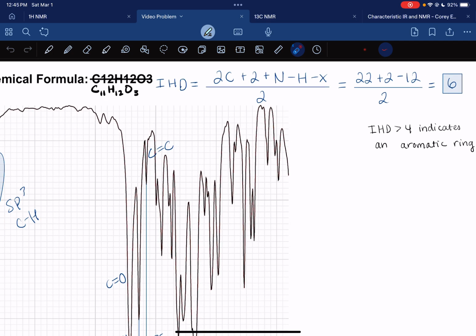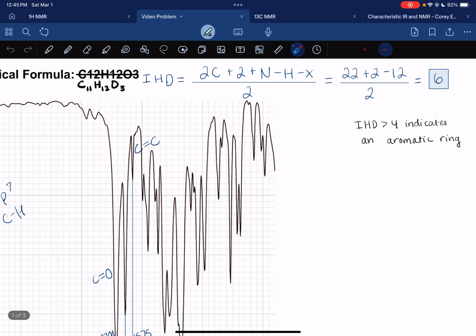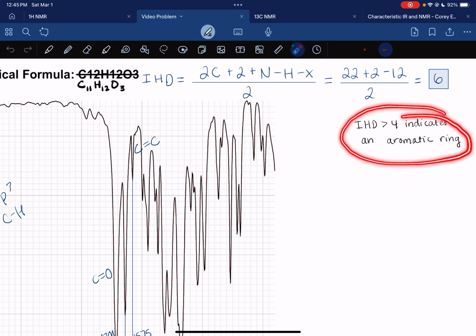And so the first thing that we want to do is find the IHD to see how many degrees of unsaturation that we have. And so this is the formula: 2 carbon plus 2 plus nitrogen minus the hydrogens minus the halogens, divided by 2. And so as you can see, we do that correctly, and we end up with 6 degrees of unsaturation.